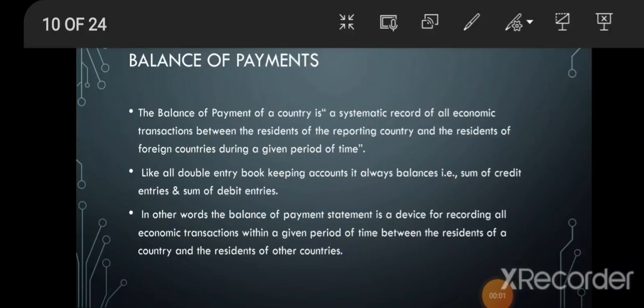So students, during week 2, I would be covering balance of payments, the international monetary system, the exchange rate regimes and also the economic union. To start with, what is balance of payments?